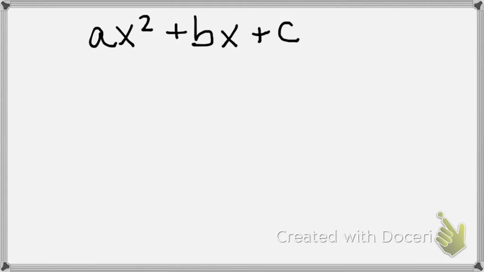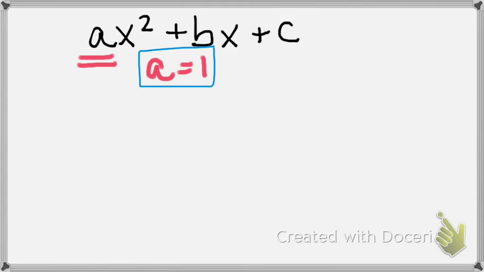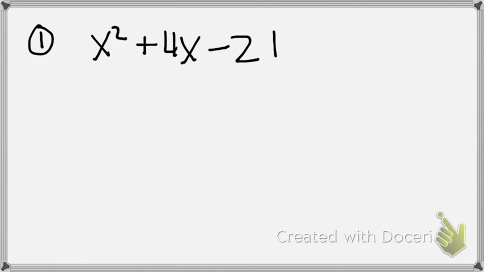The important part about the trinomials that we're going to factor today is the fact that the term in front of x squared is going to equal 1. Now when a does equal 1 and we're factoring trinomials, there's a shortcut. You have to look for it though. Once you know the shortcut, you're welcome to use it. Okay, so our very first example, we've got x squared plus 4x minus 21.